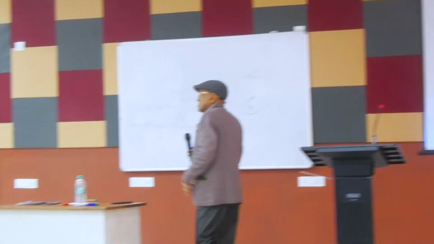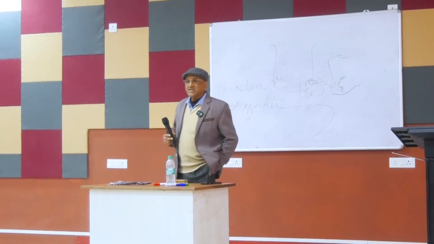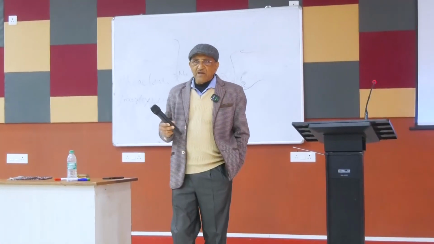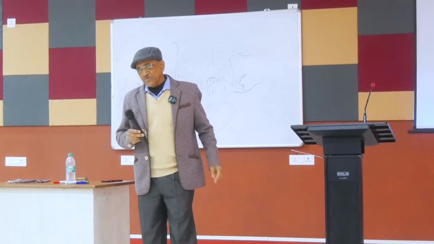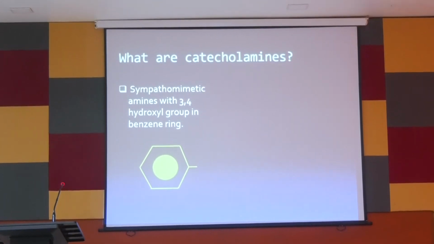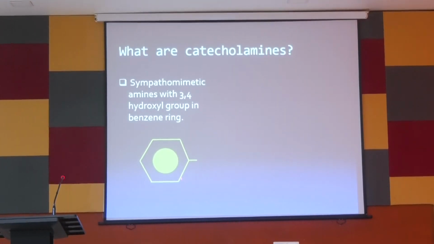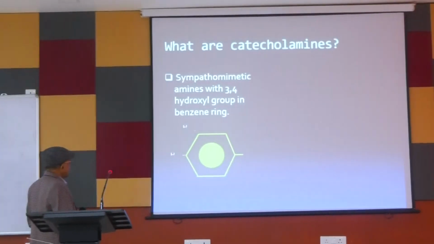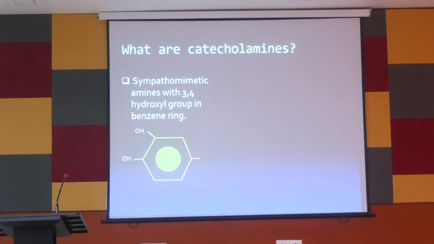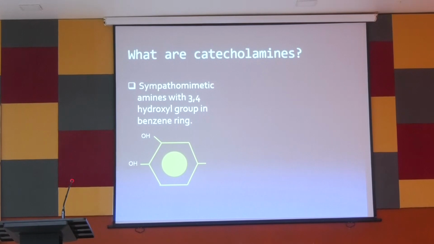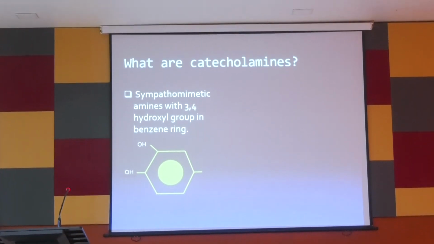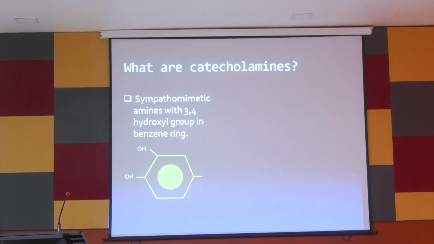Sometimes you will be asked, what are catecholamines? That is a benzene ring with addition of hydroxyl groups at the 3,4 positions. That is known as a catecholamine. You can see that is the benzene ring, and there is the addition of a side chain. There is addition of 2 hydroxyl groups at the 3,4 positions, and that is known as a catecholamine. There are various types of catecholamines in our body. Endogenous catecholamines are usually epinephrine, norepinephrine, and also dopamine.